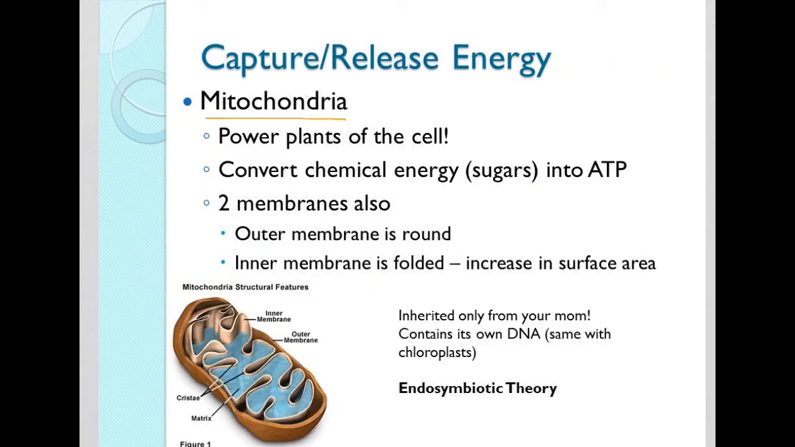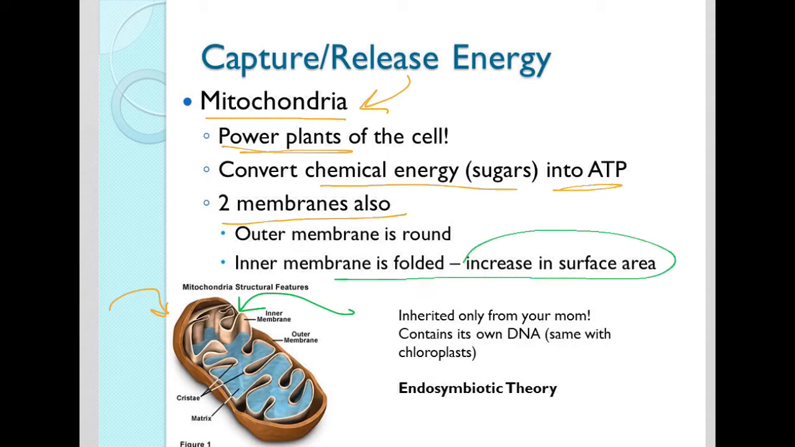Mitochondria, on the other hand, are involved in releasing energy. They're sort of like the power plants of the cell. They convert chemical energy of sugars into ATP. Interestingly, this has two membranes also. So both chloroplasts and mitochondria have two membranes, and we'll talk about that in just a bit. The outer membrane is round, and the inner membrane is folded. So here, this darker color is the outer membrane, and this lighter folded one is the inner membrane. And we'll talk more about the structure of that when we get to the energy unit. And this inner membrane is folded to increase surface area.